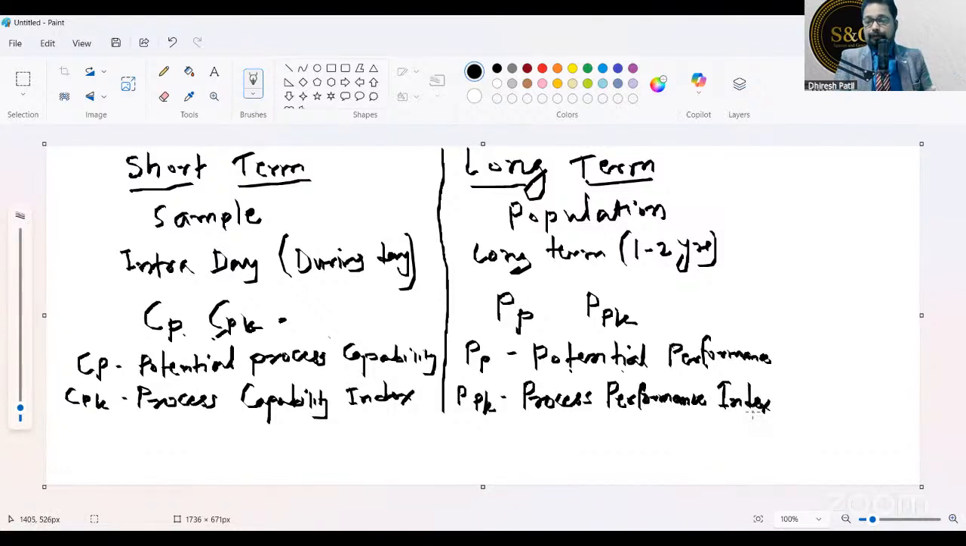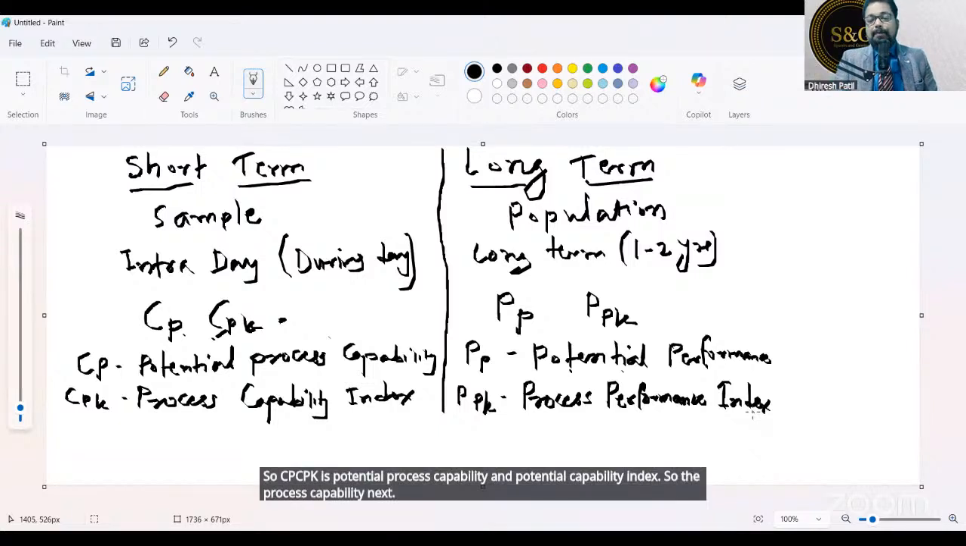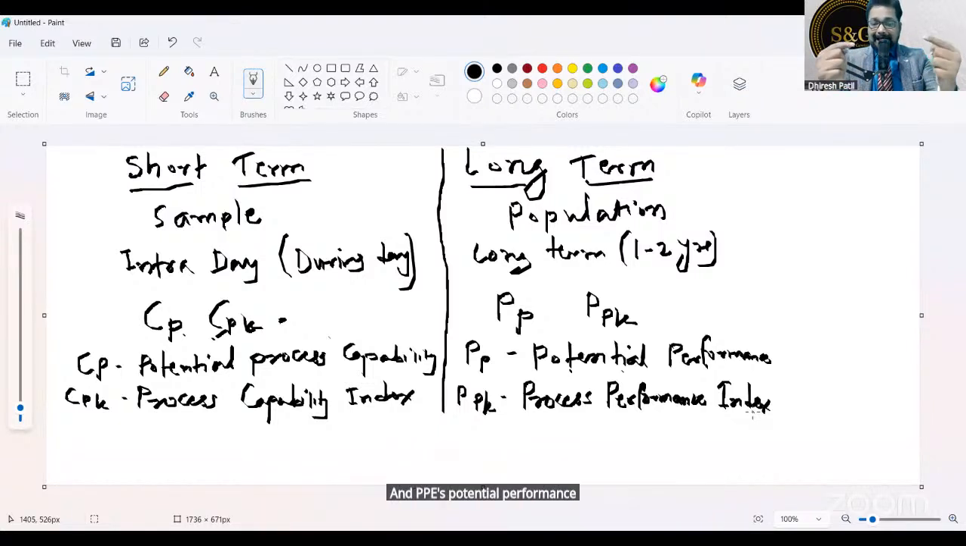Just take a screenshot of this. So CP is potential process capability and CPK is process capability index. And PP is potential performance and PPK is process performance index. You can say potential performance index as well. Same thing. Clear, everybody? So this is a short term, this is a long term game.